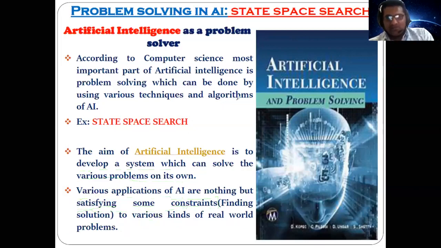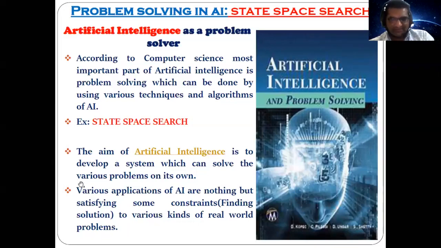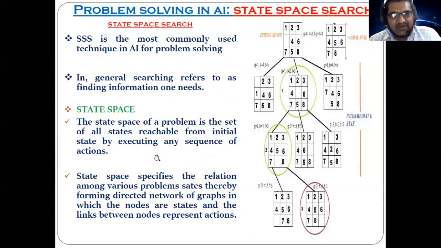Yes, sir. And in each application, your AI entity, or your AI player, or the machine is satisfying some constraint, and satisfying some constraint is nothing but finding the solution for some real world problems. Okay. And the next point that we have to study, as I told you, is that there are multiple searching techniques and algorithms available to solve problems. That is the reason we call artificial intelligence the problem solver. And one of those techniques is our state space search.